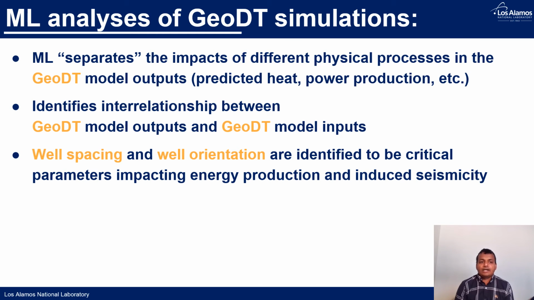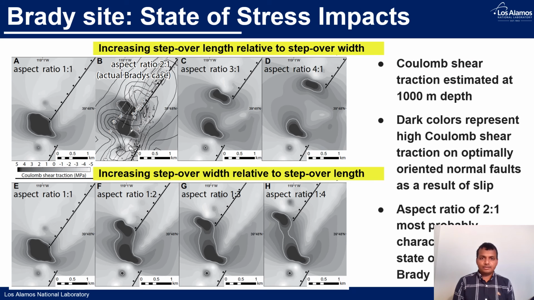Overall, ML can separate the impact of different physical processes in the GeoDT model outputs, and it can identify the interrelationship between GeoDT model outputs and inputs. Also, well spacing and well orientations are identified to be very important for energy production and induced seismicity. So yeah, we have also published one paper. Please look at this. And the final case study of this presentation is the Brady geothermal site in Nevada.